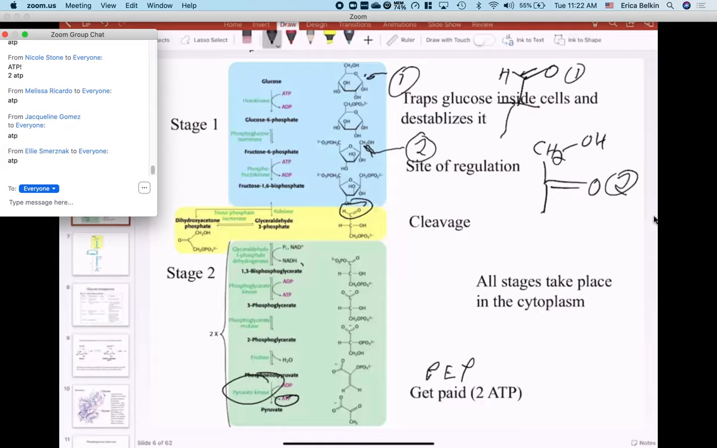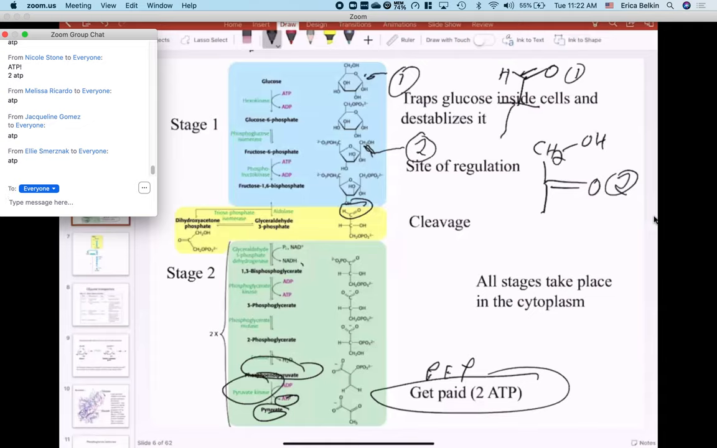Again, it's called the kinase because it transfers a phosphate group to or from ATP or ADP. And it's named after the least phosphorylated species. Again, we have pyruvate or phosphoenolpyruvate. The least phosphorylated species, of course, is going to be pyruvate. And so the enzyme is called pyruvate kinase. And at this point here, I want to highlight, you finally get paid with 2 ATPs.